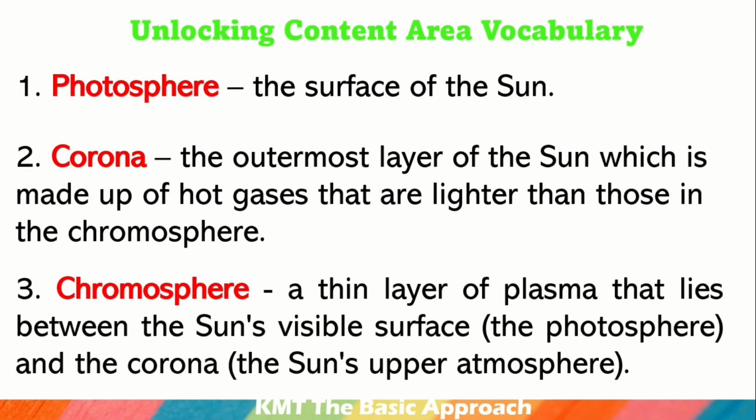Number 3. Chromosphere, a thin layer of plasma that lies between the sun's visible surface, also known as the photosphere, and the corona, also known as the sun's upper atmosphere.